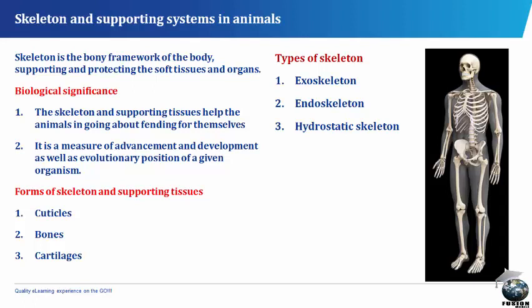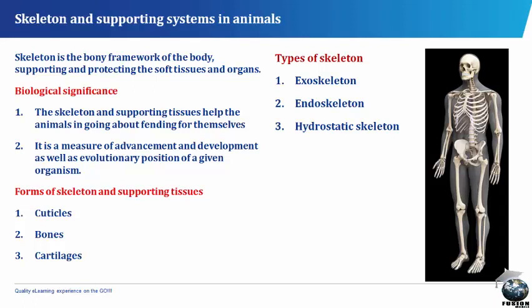Biological significance. 1. The skeleton and supporting tissues help the animals in going about fending for themselves. 2. It is a measure of advancement and development as well as the evolutionary position of a given organism. Example: a man stands upright with a more sophisticated skeletal build-up than a cockroach, which has an external support only.